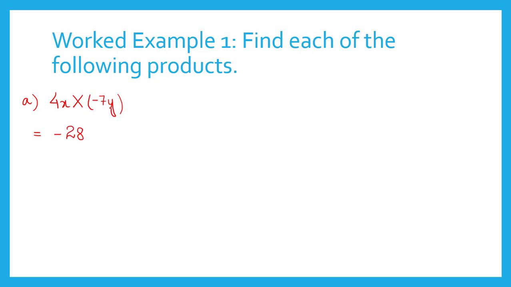Now variables will be multiplied together. x multiplied with y is equal to xy. So the answer is negative 28xy. Let's move to B part. B part is 2xy squared multiplied with 3xy squared.